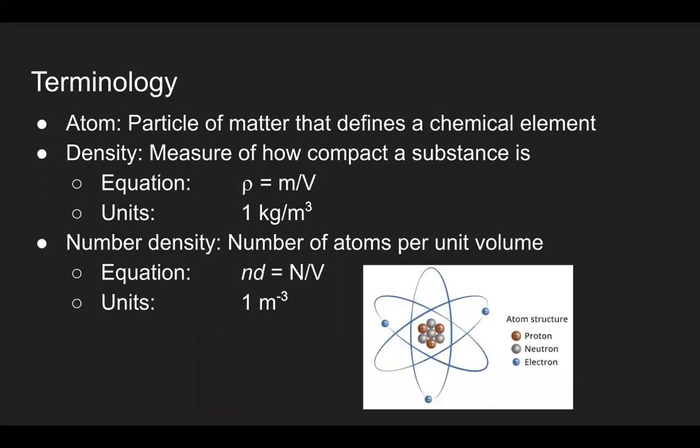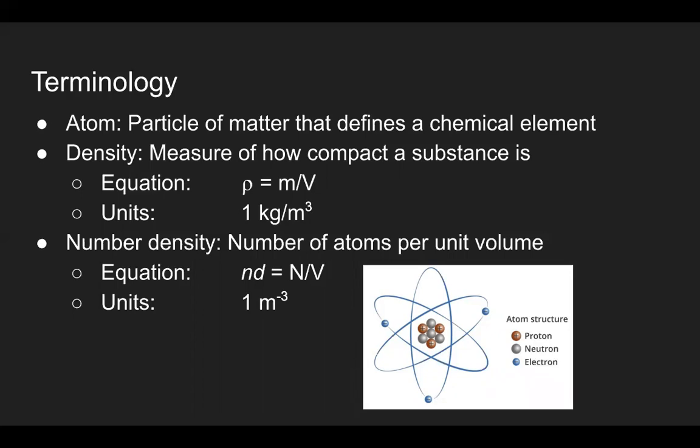Now we will talk about some definitions regarding atoms. In essence, an atom is a particle of matter that defines a chemical element. The structure of an atom consists of protons, neutrons, and electrons as shown in the figure. Typically, an atom is a pure substance that can be found on the periodic table.